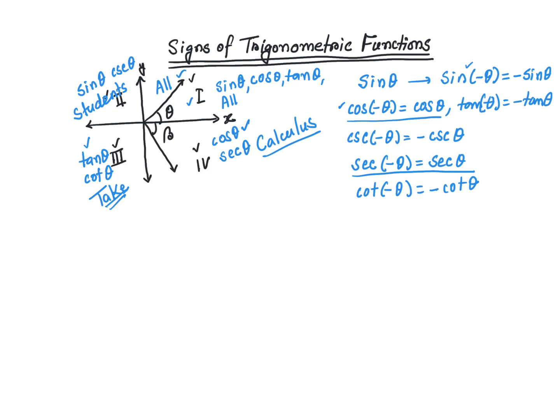So these are the properties you want to keep in mind. And also, depending on where your theta lands, that's going to give you the sign of the trig functions: sine, cosine, tangent, cotangent, cosecant, and secant thetas.